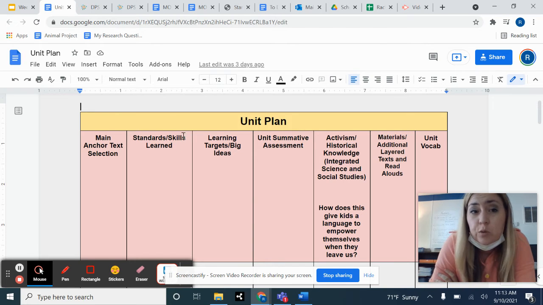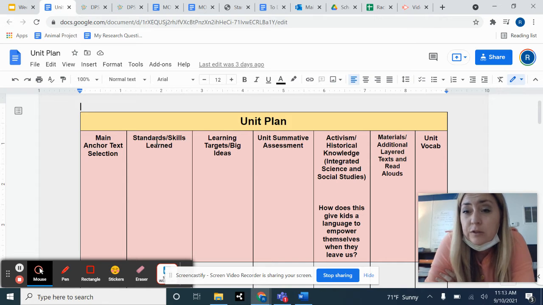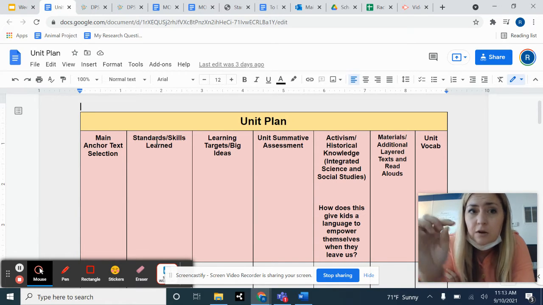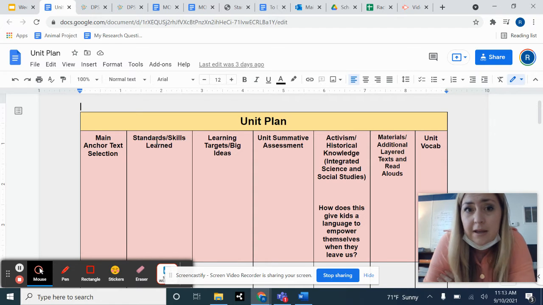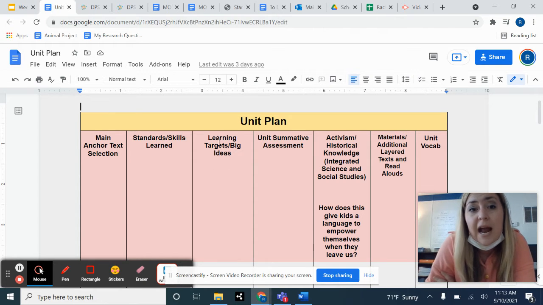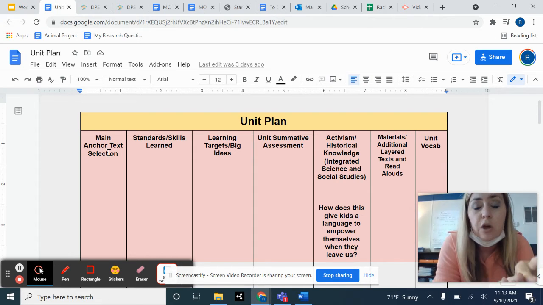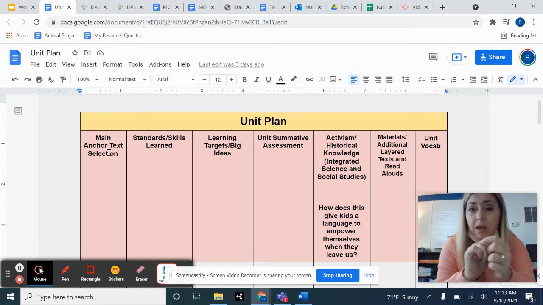So the very first thing you would do would be drop in your standards, right? And I just showed you where you would pull those from. So like module 1 HMH, those 4 focus standards, they would plop themselves right here. You would create I can learning targets from those standards. And then when it says main anchor text selection, so what stories in HMH will thoroughly cover those standards we said we were going to cover?